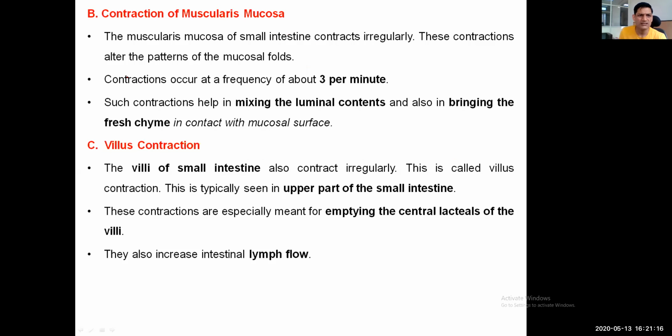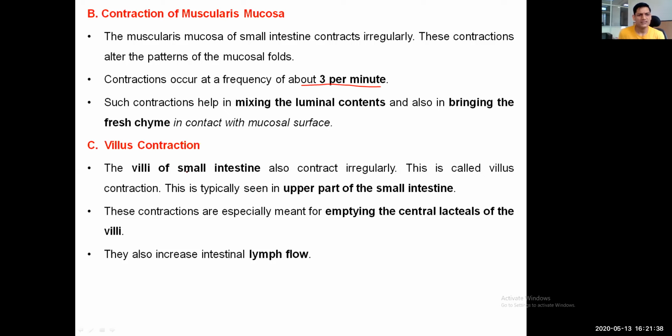Other movements are contractions of the muscularis mucosa. The small intestine contracts irregularly. These contractions alter the pattern of mucosal folds. Contractions occur at 3 per minute. Such contractions help in mixing the luminal content and also bring the fresh chyme in contact with the mucosal surface.